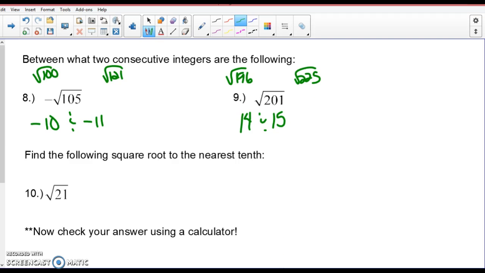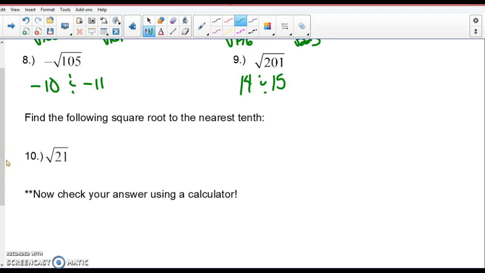Now, we're going to estimate this. Square root of 21. Isn't that between the square root of 16 and the square root of 25? Okay. The gap from 21 to 25 is 4. The gap from 16 to 21 is 5. So 21 is a little bit closer to 25. Give me a decent estimate for the square root of 21. What do you think it'll be?